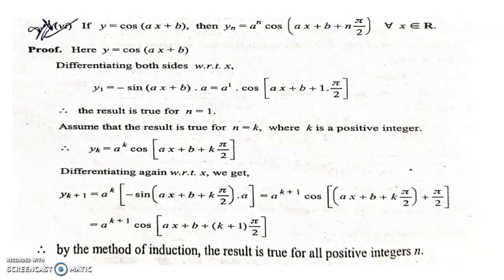Next, the result is same for the formula for y is equal to cos ax plus b. The formula will remain same. Instead of sine, we have just cos. Everything else is same. We are getting the formula using mathematical induction by having it true for n is equal to 1. Supposing for n is equal to k, and again differentiating yk, we get yk plus 1. The result is same as previous. Thank you.